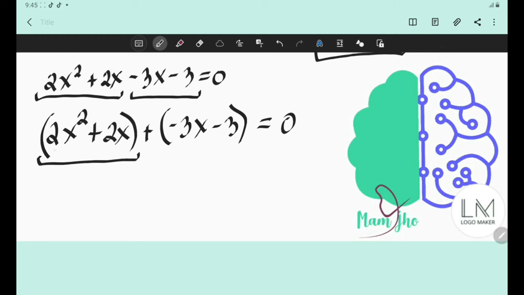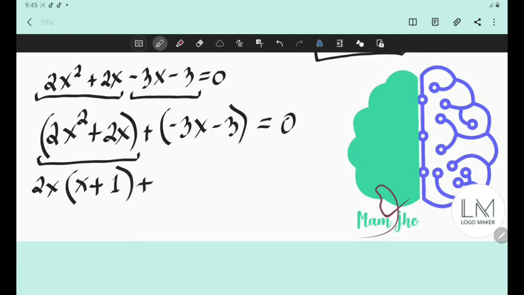So, ang gagawin natin, tignan natin ano yung common factor. We have 2x squared and 2x. Ang common factor sa kanila ay 2x. So, factor out that 2x. And then, ang maiiwan na lang dun sa group 1 natin ay x plus 1. Di ba? So, na-factor out natin si 2x.